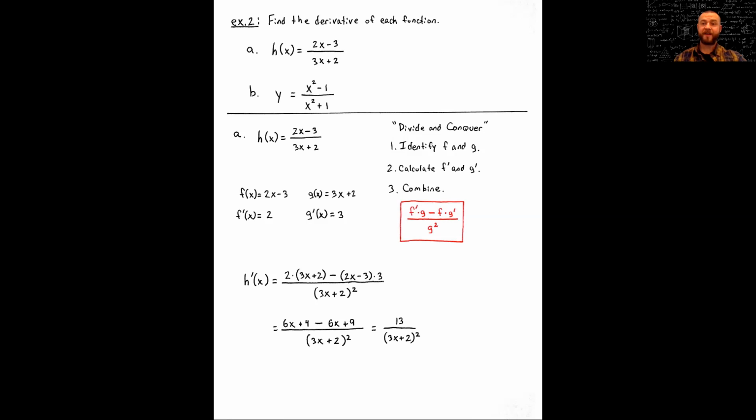Okay, hopefully you're finding divide and conquer useful. It is a good approach very early on in calculus when you're getting introduced to the product rule and quotient rule. We're going to revisit divide and conquer when we get to the chain rule. That's the third and final very important differentiation rule within a few lectures, and we'll see how divide and conquer works there. All right, when you're ready, let's take a look at part B, which is only a little bit more complicated than part A.